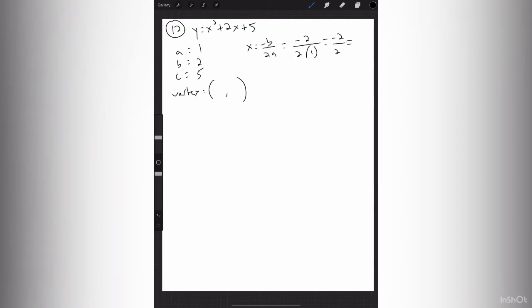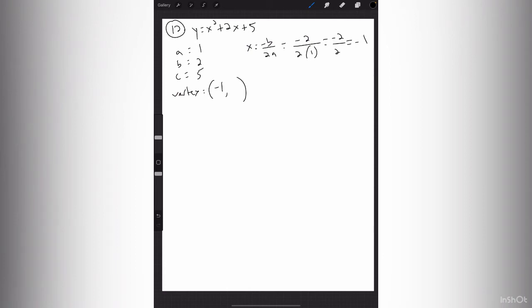All right, last problem. y is equal to x squared plus 2x plus 5. First, identify a, b, and c. Okay, a is 1, b is 2, c is 5. Now that I have that, I want to find x is equal to negative b over 2a, because I want to find my vertex. So negative b over 2 times a. That gives me negative 2 over 2, which gives me negative 1.